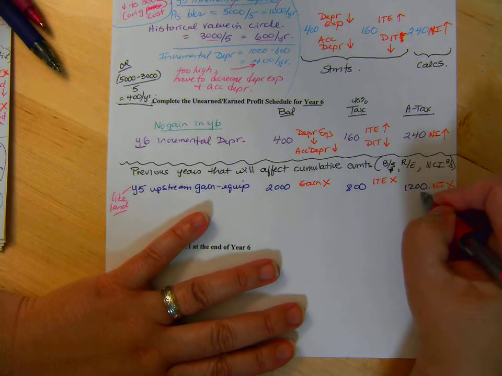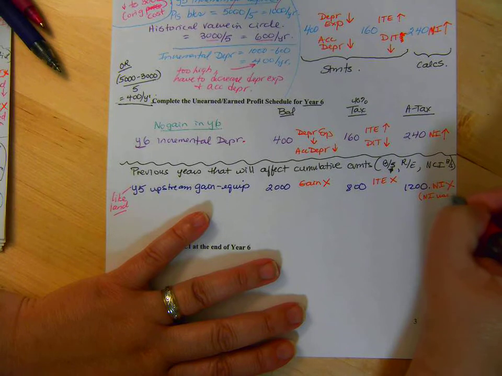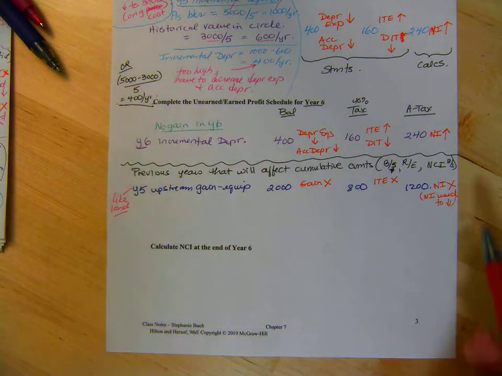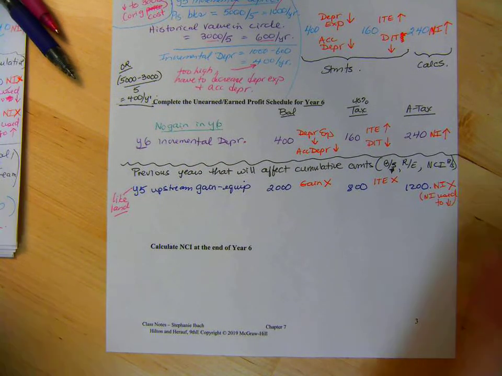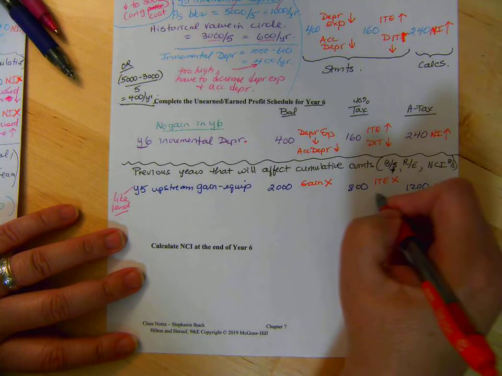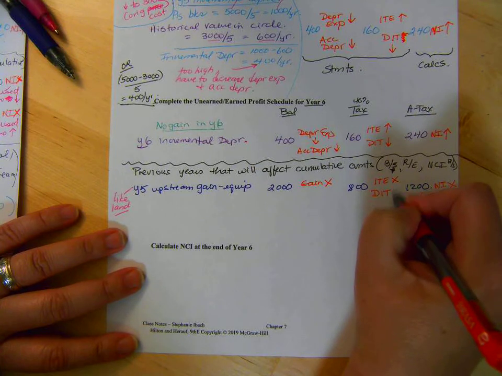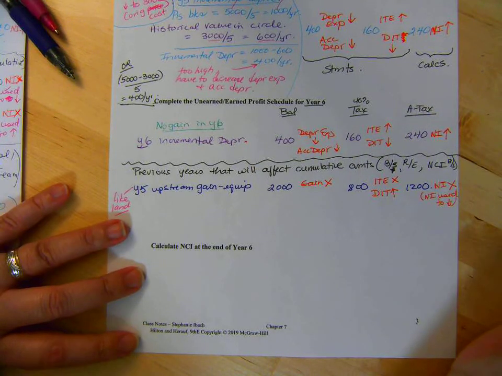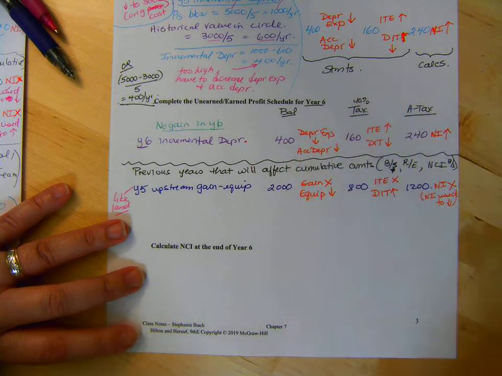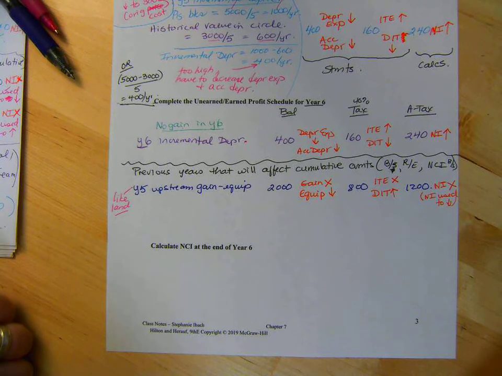Now, if you want to remind yourself, net income used to decrease when you had a gain, you take it away, it would make it decrease. Because that means ITE normally goes down, which means DIT would have to go up. And equipment still has to go down. Okay, everybody good?